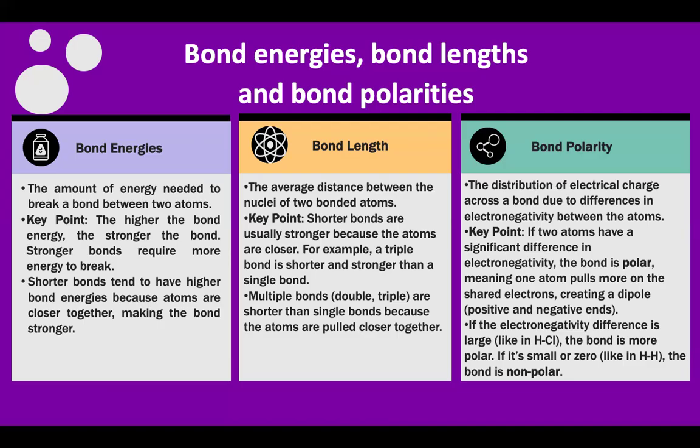Bond polarity is the distribution of electrical charge across a bond due to differences in electronegativity between the atoms. Key point: if two atoms have a significant difference in electronegativity, the bond is polar, meaning one atom pulls more on the shared electrons, creating a dipole, with positive and negative ends.